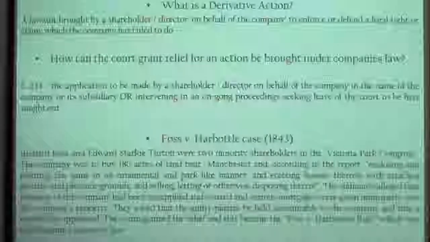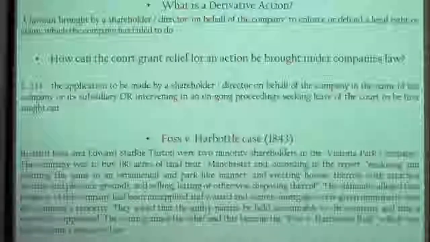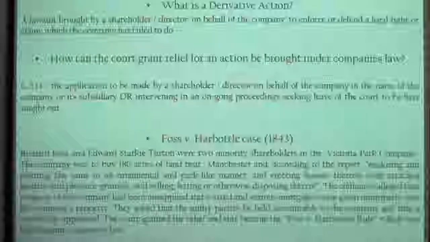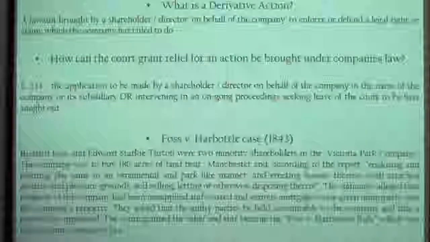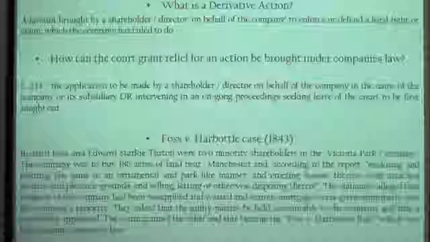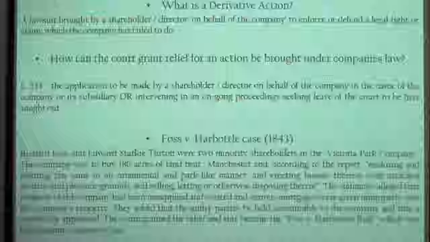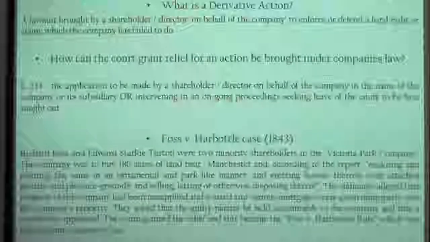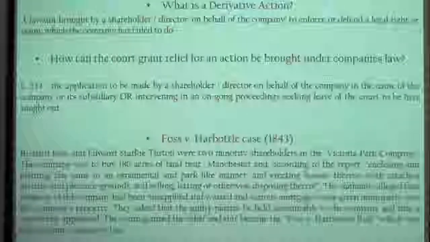They asked that the guilty parties be held accountable to the company and that a receiver be appointed for the winding up when there was such a violation taking place with those actions of the respondents. Having gone through these facts and issues, the court granted the relief, preventing these respondents from acting negatively towards the company's interests, and this became later on the Foss versus Harbottle rule, a common law rule of a derivative action.